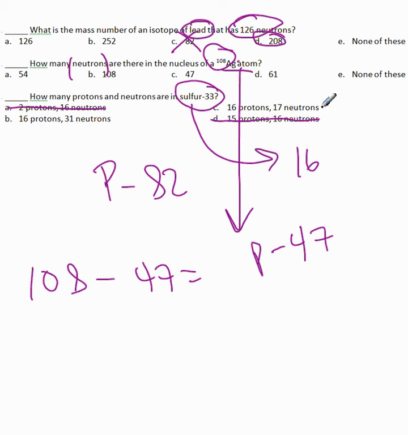So, keys for the test tomorrow: use your periodic table. It's going to provide you with the atomic number. The atomic number is the same as the number of protons. It's key for answering any of these proton and neutron questions. It makes it a lot easier, especially when you're trying to find mass number and stuff like that. It helps you organize your thoughts.